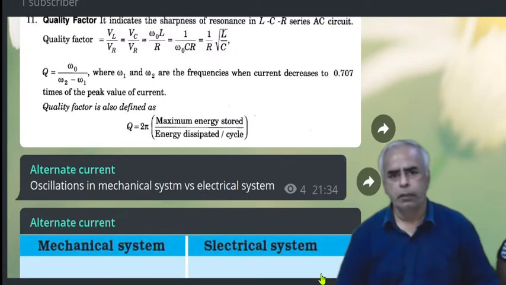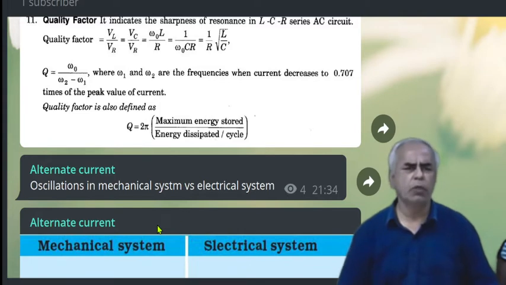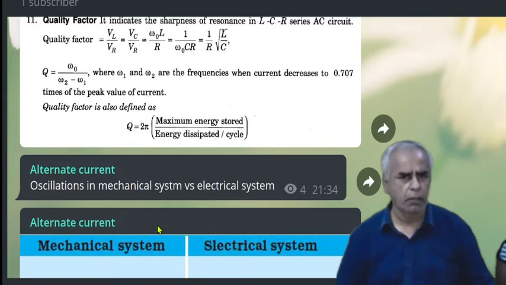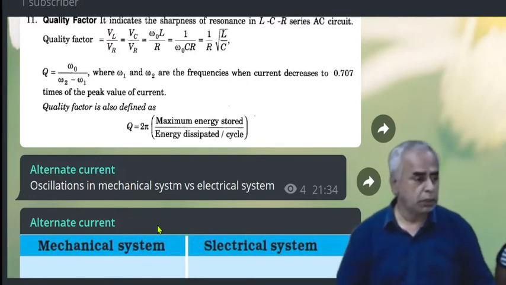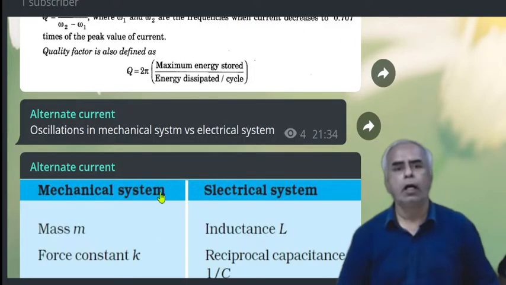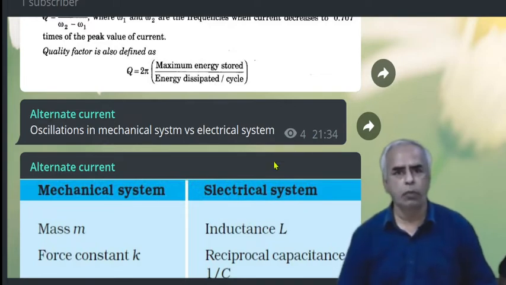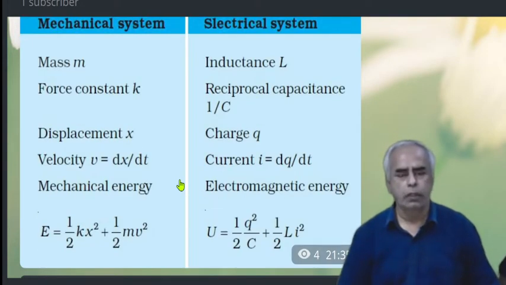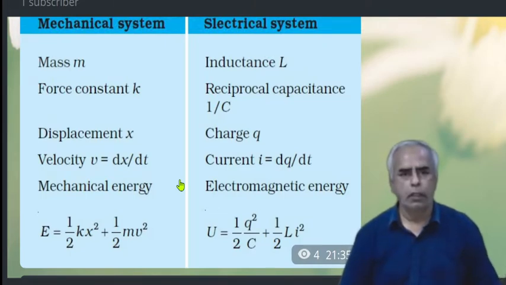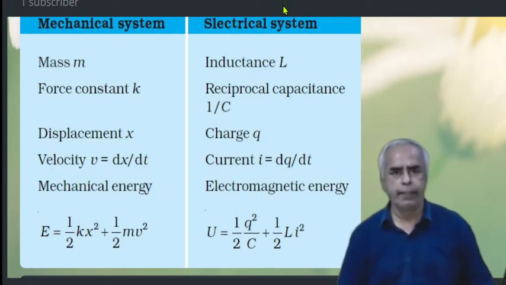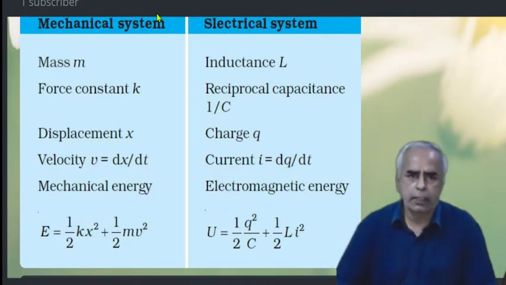Right. Now there is a very important point about oscillation, because these oscillations can take place in mechanical systems, and you can see oscillations in electrical systems also. Now let us find out the difference between oscillations taking place in a mechanical system and an electrical system. Okay, take down. You can correct the spelling. It is not yes, please correct it as E. So mechanical system versus electrical system.